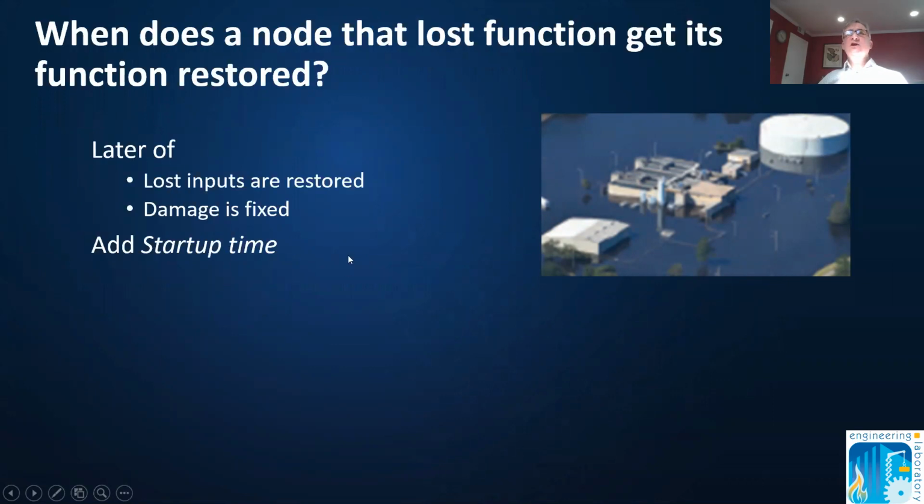Now, when does a node that lost function get its function restored? It's the later of whether the lost inputs are restored or the time that the damage is fixed. Okay, and if it has lost function, it's important to add the startup time. So this is a big deal. In fact, it's playing out in Texas, I imagine, right now.